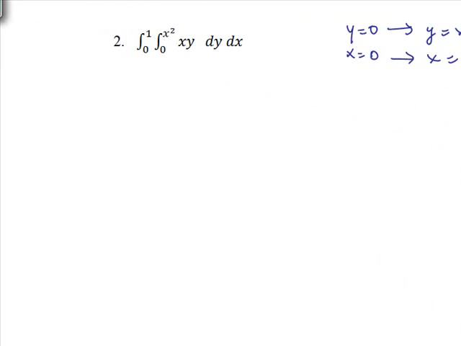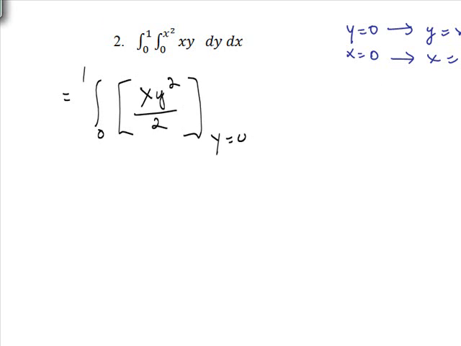Okay, so let's practice integrating this. So that is equal to, put 0 to 1, put your square brackets. We first integrate with respect to y. What is the integral of xy with respect to y? Anybody? Xy squared over 2. Y goes from 0 to y equals x squared, dx. Substitute, put x squared for y.